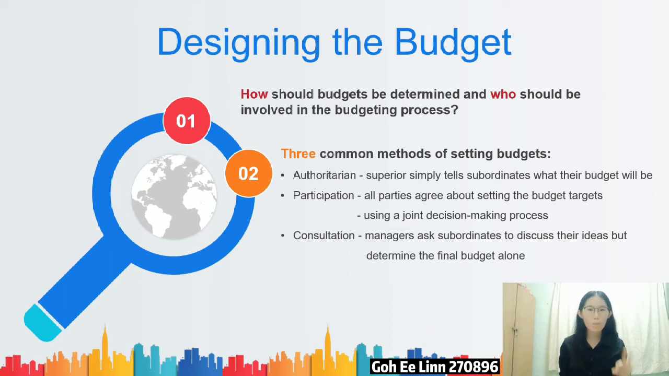There are three common methods of setting budgets, which are authoritarian, participation, and consultation. The authoritarian method refers to superiors simply telling subordinates what their budget will be. Under the participation method, all parties agree on the budget targets using a joint decision-making process. For the consultation method, managers ask subordinates to discuss their ideas about the budget, but the managers are responsible for determining the final budget alone.